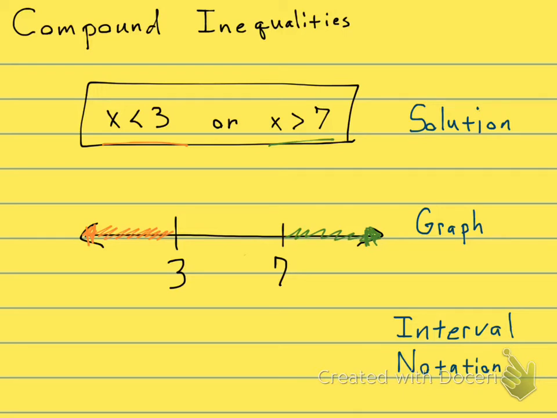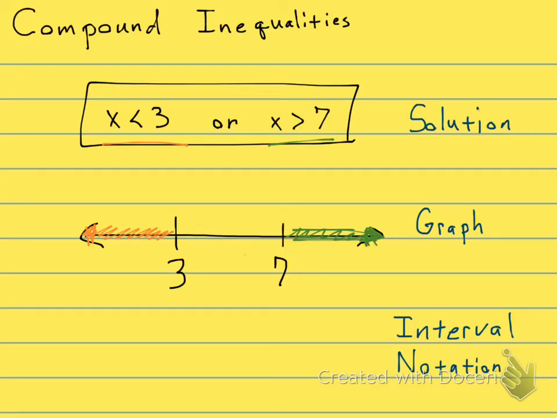Okay, so think about this. Like, hey, if you're under 3 or if you're greater than 7, come with me. And that would be everybody here in the orange and everybody here in the green. But if it's an and, they'd have to be under 3 and greater than 7 at the same time. So if it's an or, you're going to take everything you see from this category. You're also going to take everything you see from this category.